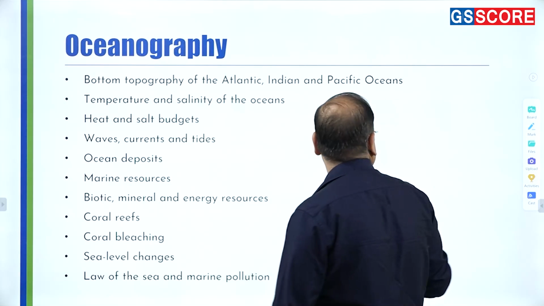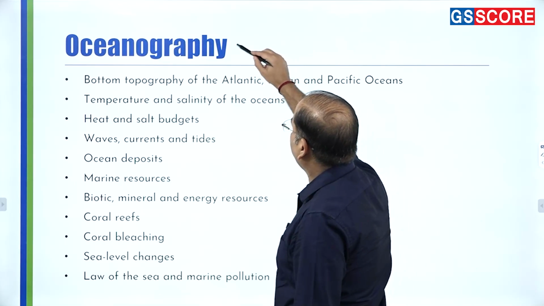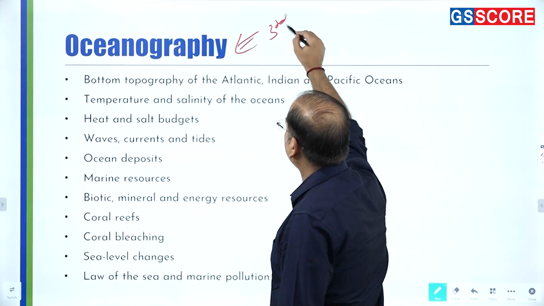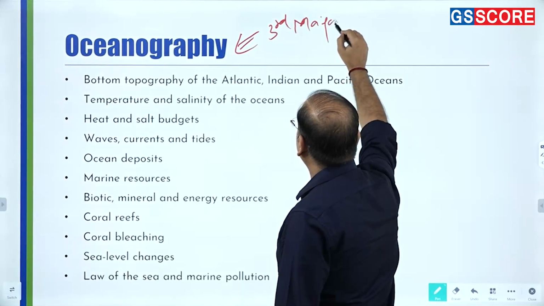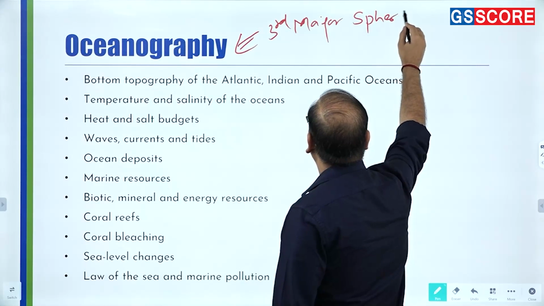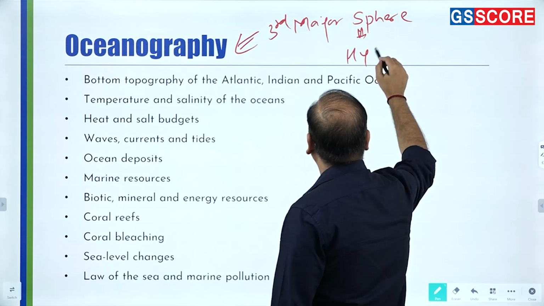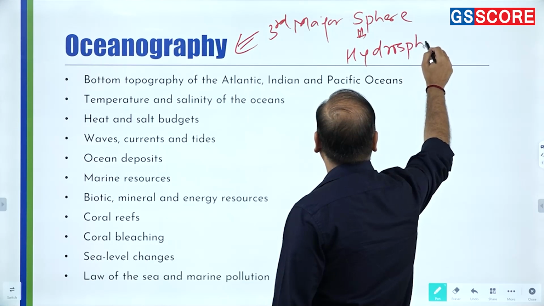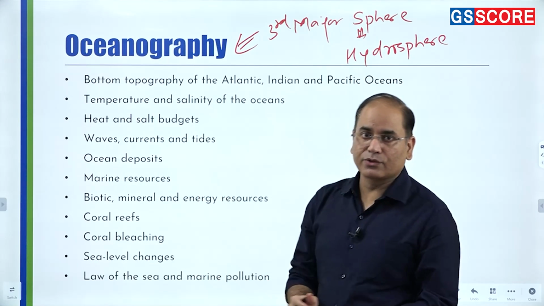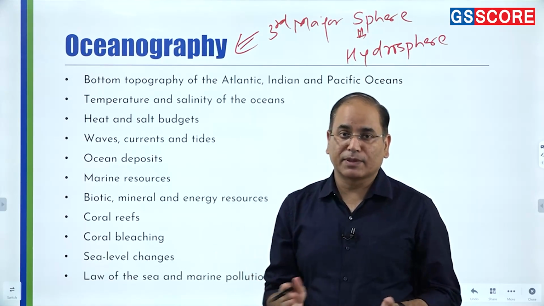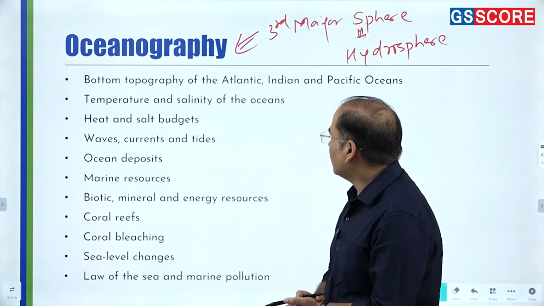When you look at oceanography, it is the third major sphere on the Earth's surface, and it is associated with the hydrosphere. So it covers the hydrosphere, that is the water that is present on the Earth's surface.